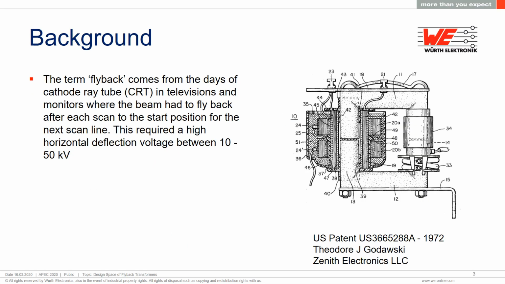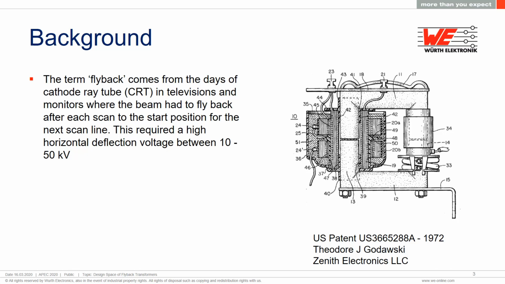The term flyback comes from the days of the cathode ray tube, which was used in televisions and monitors. Those tubes had a narrow electron beam that would scan the front surface of the tube, which was coated with a light-emitting phosphorus. The beam would scan across the tube, modulated by the signal, and when it got to the end, it would have to snap back to the start position and start the next scan. The snap back to the start was called flyback, and this required a horizontal deflection voltage between 5 and 10 kV. Flyback transformers were used to produce this voltage.